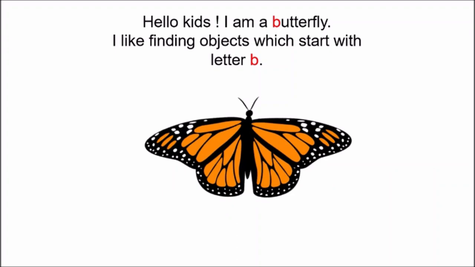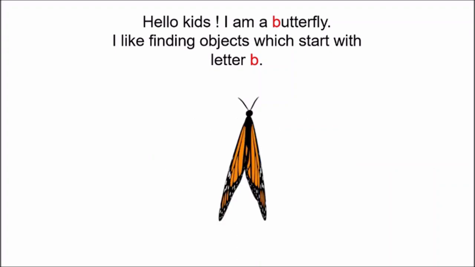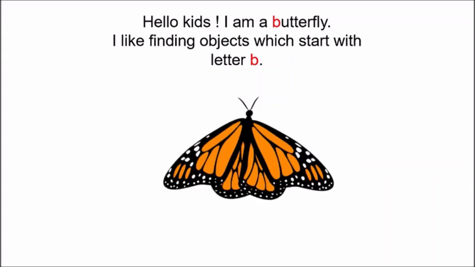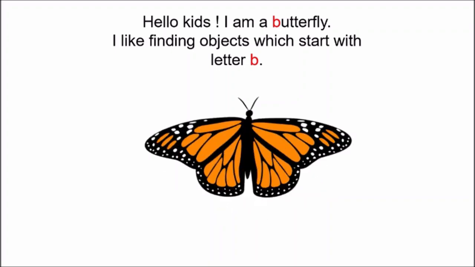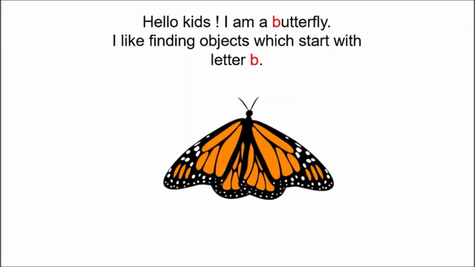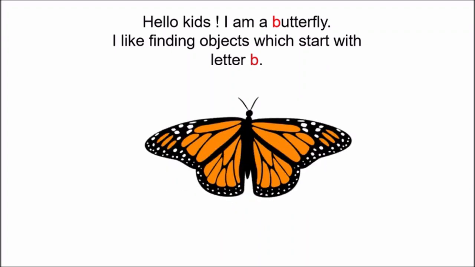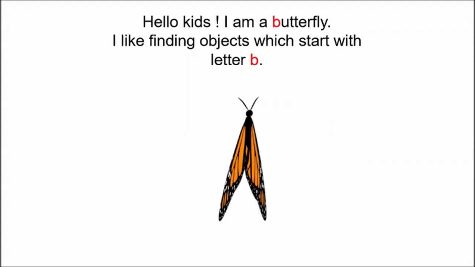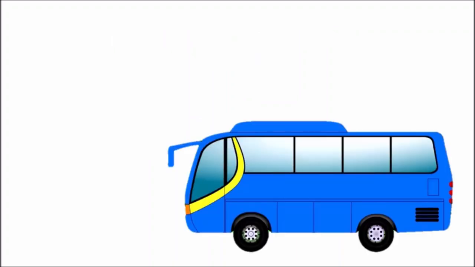Hello kids, I am a butterfly. I like finding objects which start with letter B. I will sit on an object and you will tell me what object it is. So are you ready for this game children? So let us start. Butterfly is coming and you have to tell the name of the object on which it sits. See, it is coming.